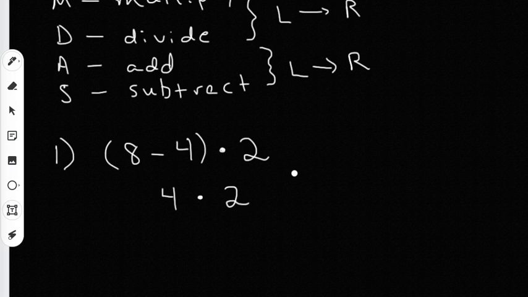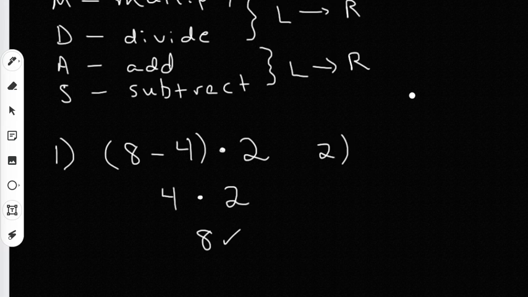Then I move on from parentheses and I go on down the list. There's no exponent, so I don't have to worry about that. The next letter is M, which stands for multiply, and we know that 4 times 2 is going to give us 8. So 8 is going to be our answer.